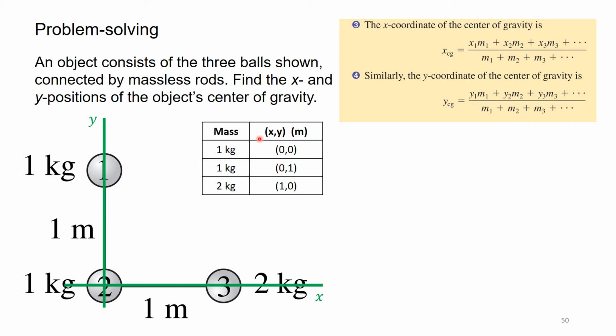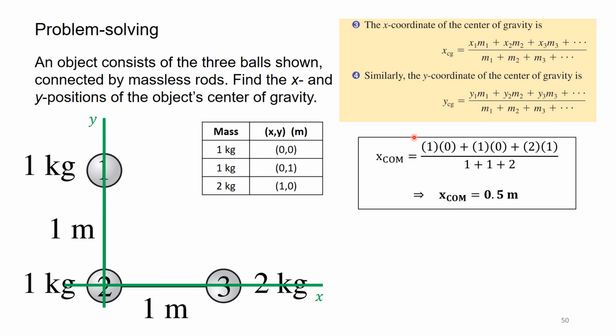And then we find the x and y of the masses. For the 1 kilogram mass at the origin, I'm sorry, that's mass 2, we have a coordinate of 0 and 0. Then for the other 1 kilogram mass up here, we have a coordinate of 0 and 1, and these are all in meters. And then the 2 kilogram mass has coordinates of 1, 0. Now we use the equations in the box.